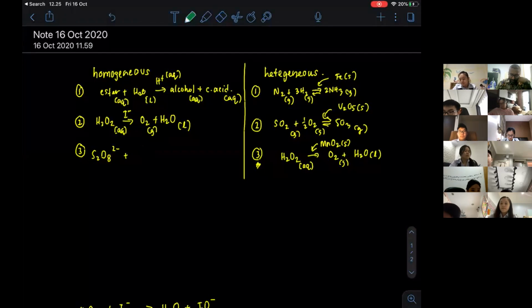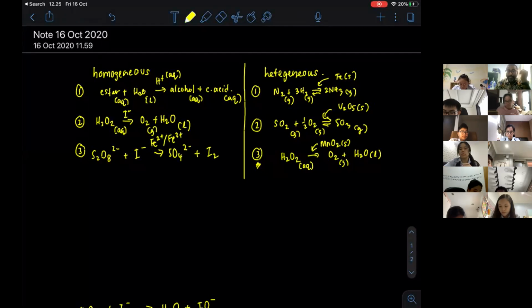Okay, go ahead. So it's I- to give you SO4 2- plus I2. The catalyst that we are going to use over here, there are two types of catalyst, Fe2+ and Fe3+. I'll just put it down over there. And all of them are in aqueous form.